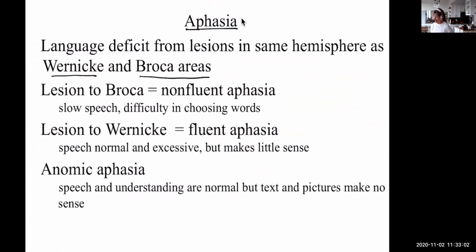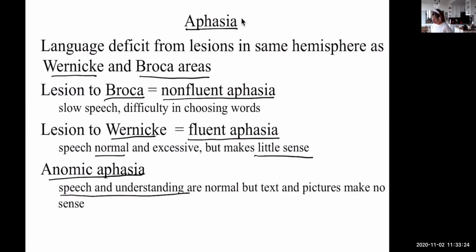A lesion to the Broca area will result in non-fluent aphasia, so speech is very slow and difficult, but it does make sense. If there is a lesion to Wernicke's, language is fluent. It's normal, but it doesn't make sense. It's nonsensical language. Anomic aphasia, speech and understanding are normal, but text and pictures make no sense.